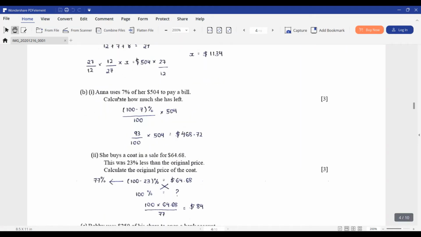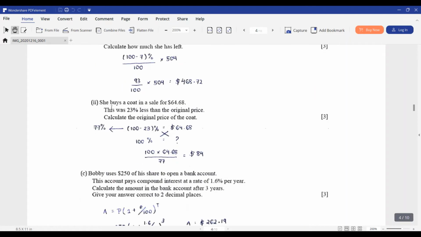Part B, Roman 1. Anna uses 7% of her $504 to pay a bill. How much money does she have left? What we want to do is take 100% of the money and subtract 7% of the money, so 100 minus 7. What's left with her is 93% of the money. Notice I use the word "of", so we take 93 over 100 multiplied by 504. You're going to get $468.72. Another way you could solve this is to find 7% of $504, then take 504 and subtract the answer you get. That's going to be the same amount if you did it correctly.